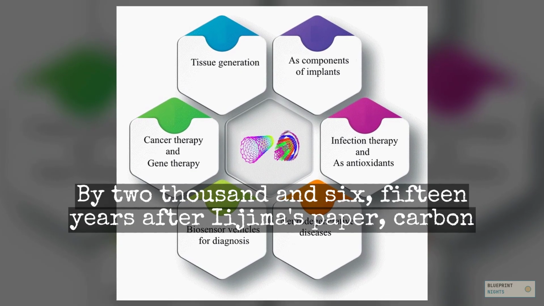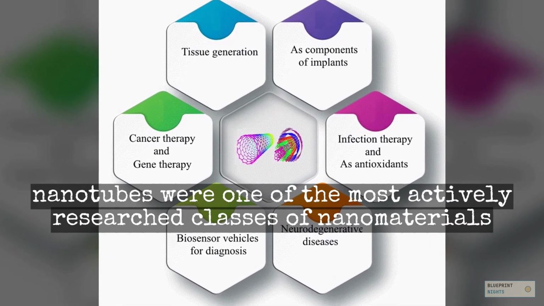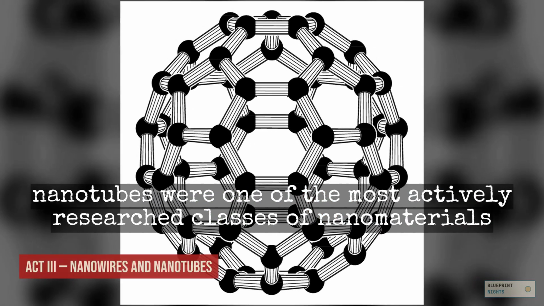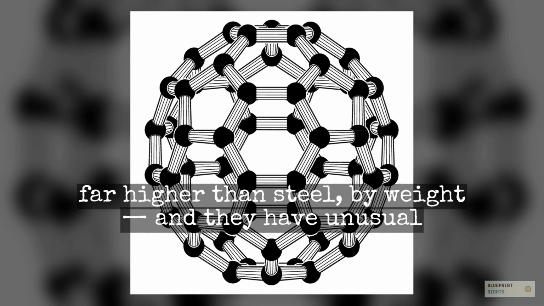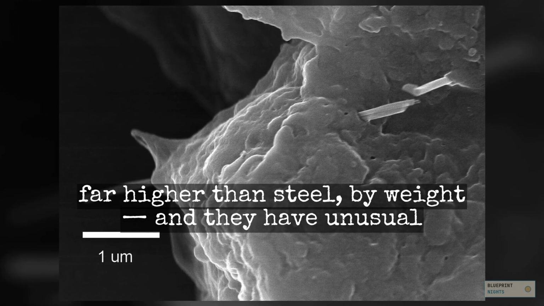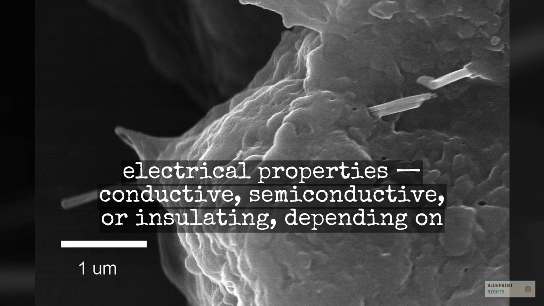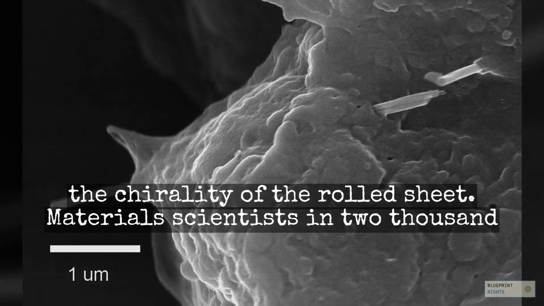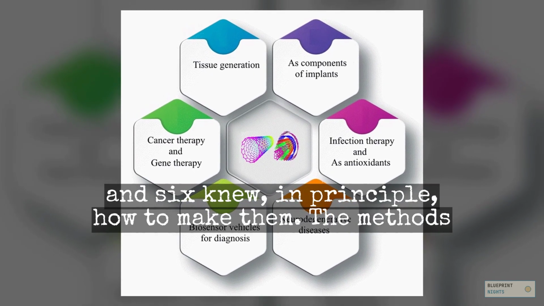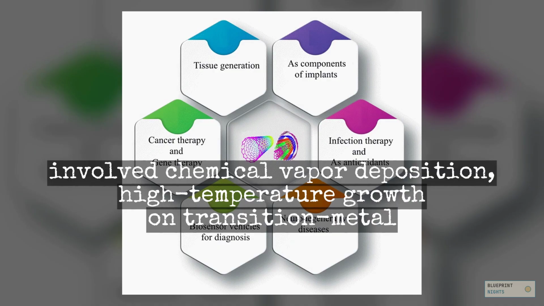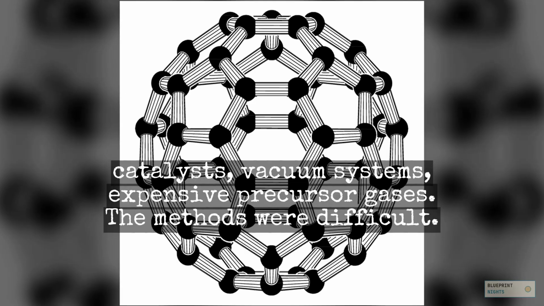By 2006, 15 years after Iijima's paper, carbon nanotubes were one of the most actively researched classes of nanomaterials in the world. They have extraordinary mechanical properties, tensile strengths far higher than steel by weight, and unusual electrical properties: conductive, semiconductive, or insulating, depending on the chirality of the rolled sheet. Materials scientists in 2006 knew, in principle, how to make them. The methods involved chemical vapor deposition, high temperature growth on transition metal catalysts, vacuum systems, expensive precursor gases.